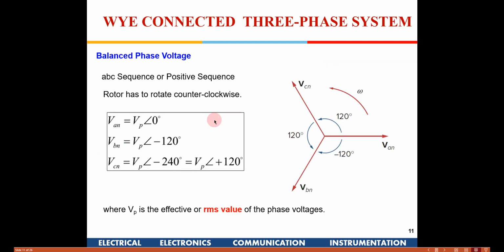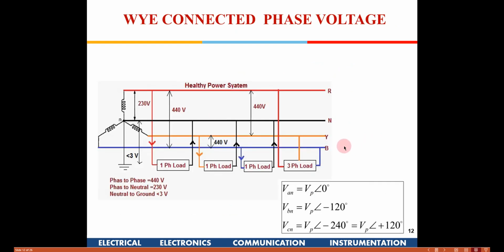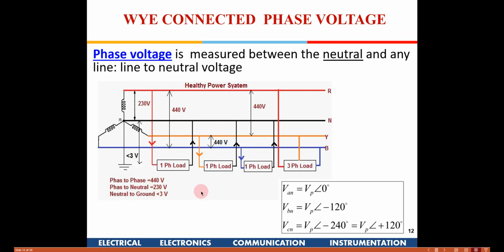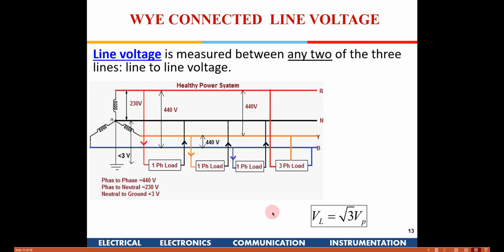How much voltage would be there between two phases? In this case, I told you for 230 phase voltage, the line voltage would be 440. So we can derive that also. The line voltage will be √3 times the phase voltage. Okay, where does this √3 come from?